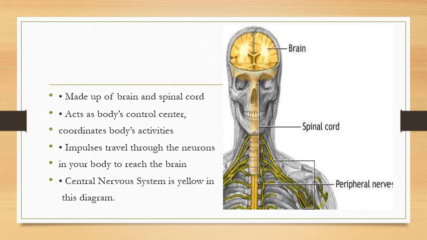Generally it's marked as brain and spinal cord, and it also acts as the body control center, and it coordinates different body activities, like when you want to sleep, you want to work, everything. And here impulses also travel through neurons in the body to reach our brain.